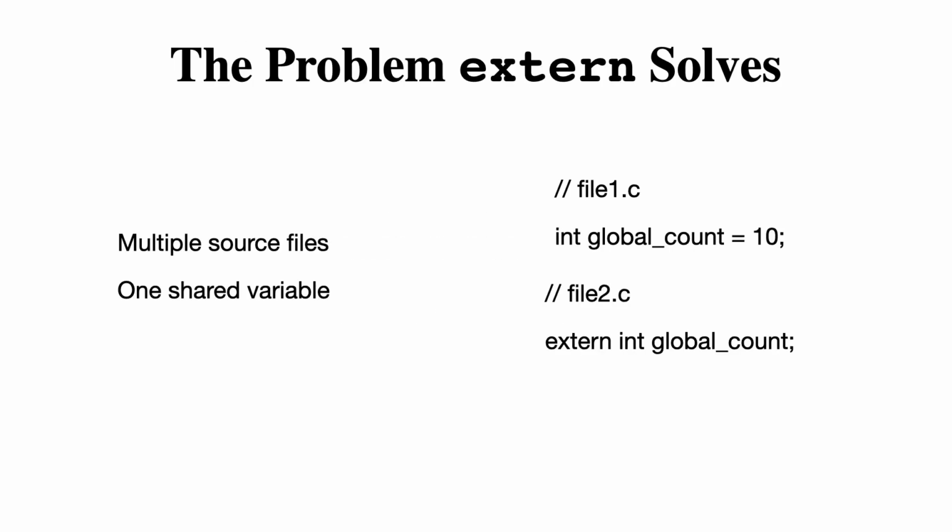Let's move to the extern storage class. What problem is extern solving? When we have multiple source files and we want to use one shared variable across the files, it is possible through extern. Let's see the example on the right side of the slide: in file one, we are declaring global count and we are using it in file two. So here memory is allocated in file1.c, and in file2.c it only declares, not defines it. Extern does not allocate memory.